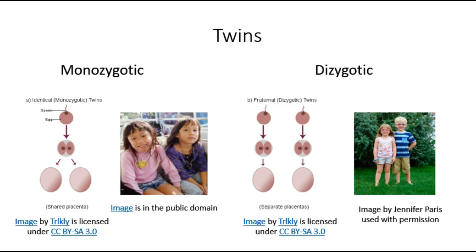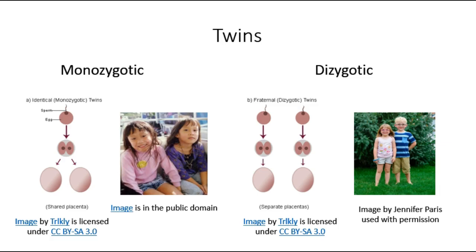So sometimes more than one baby develops in the womb. We're going to limit it to just twins, but you could also expand this to triplets, quadruplets, quintuplets, sextuplets, and beyond. But there are 2 types of multiples. We'll call them twins in this instance.